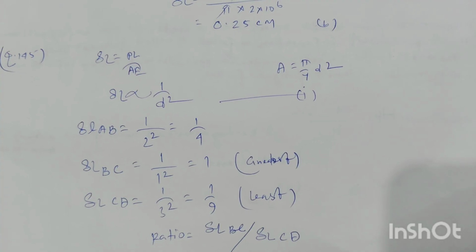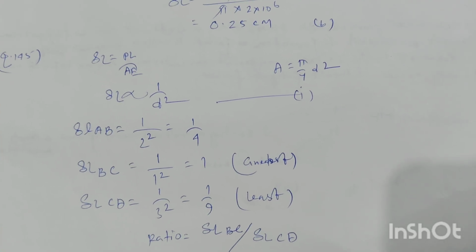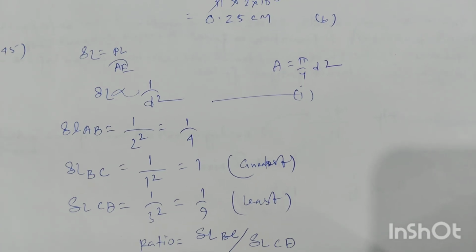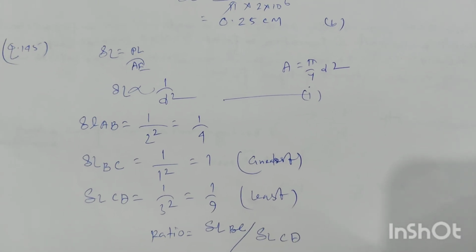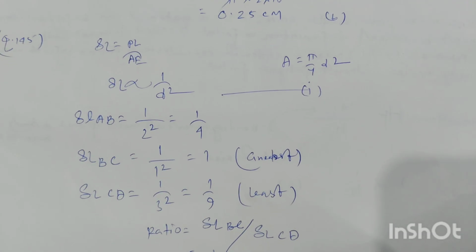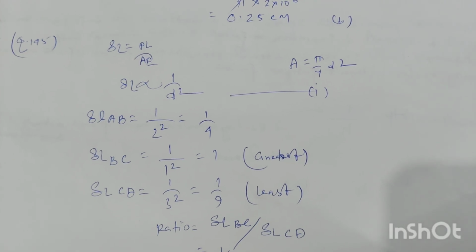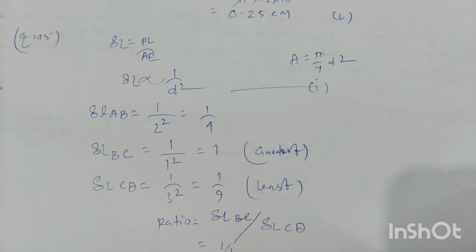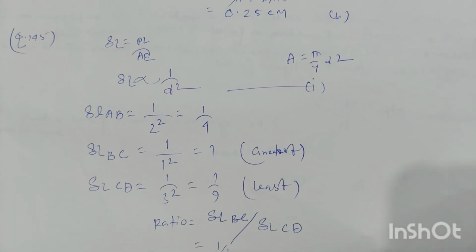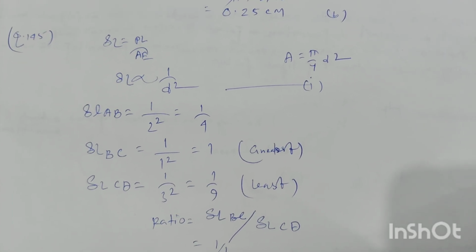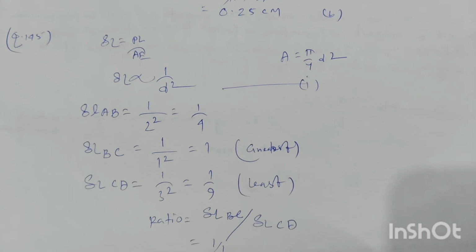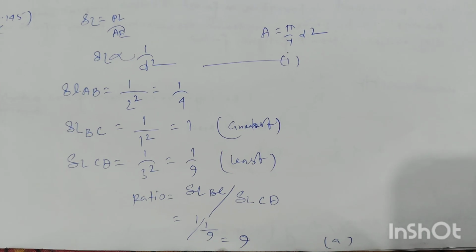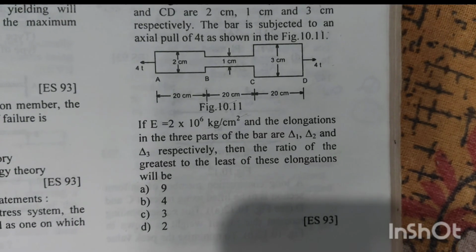Del L BC, for the part BC, the diameter is given 1 centimeter, so the elongation BC will be 1, and elongation at CD will be equal to 1 by 3 square, because diameter is given 3 centimeters, so 1 by 9. So the greatest elongation will be 1 centimeter, and the least elongation will be 1 by 9 centimeter. So if we make the ratio del L BC by del L CD, we will get the ratio 9. A is right answer.